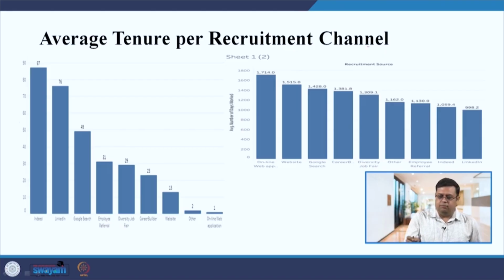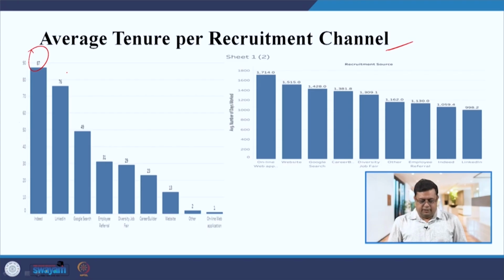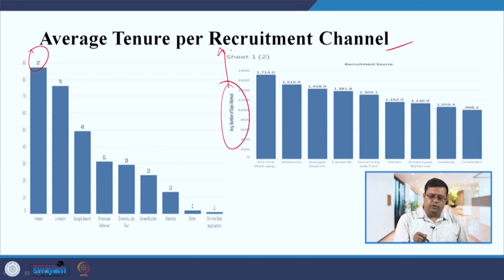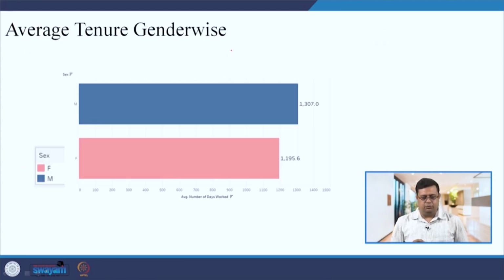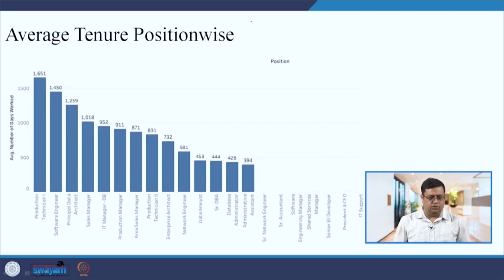Average tenure per recruitment channel. So, from which source people are coming and joining and staying for a longer period of time. So, number of days or number of months, number of years that you can present, right. Here you can see number of days worked, and if you want to convert these days into years or months, you can also do that. Average tenure gender wise. So, whether male stays more in the organization or female stays more in the organization, that is what you can see.